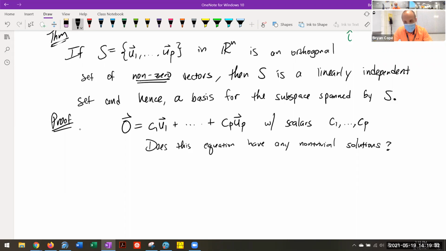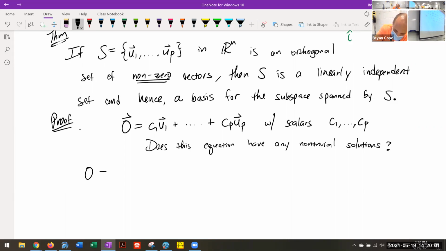If it does, then the theorem is wrong. And if it doesn't, then the theorem is true. Okay, so we are hoping to show that the only scalars that will make this true are when C1 is 0 and C2 is 0 and everything through CP is 0. In other words, we're trying to show that all of these C's have to simultaneously be 0. All right, here's how we're going to do it.